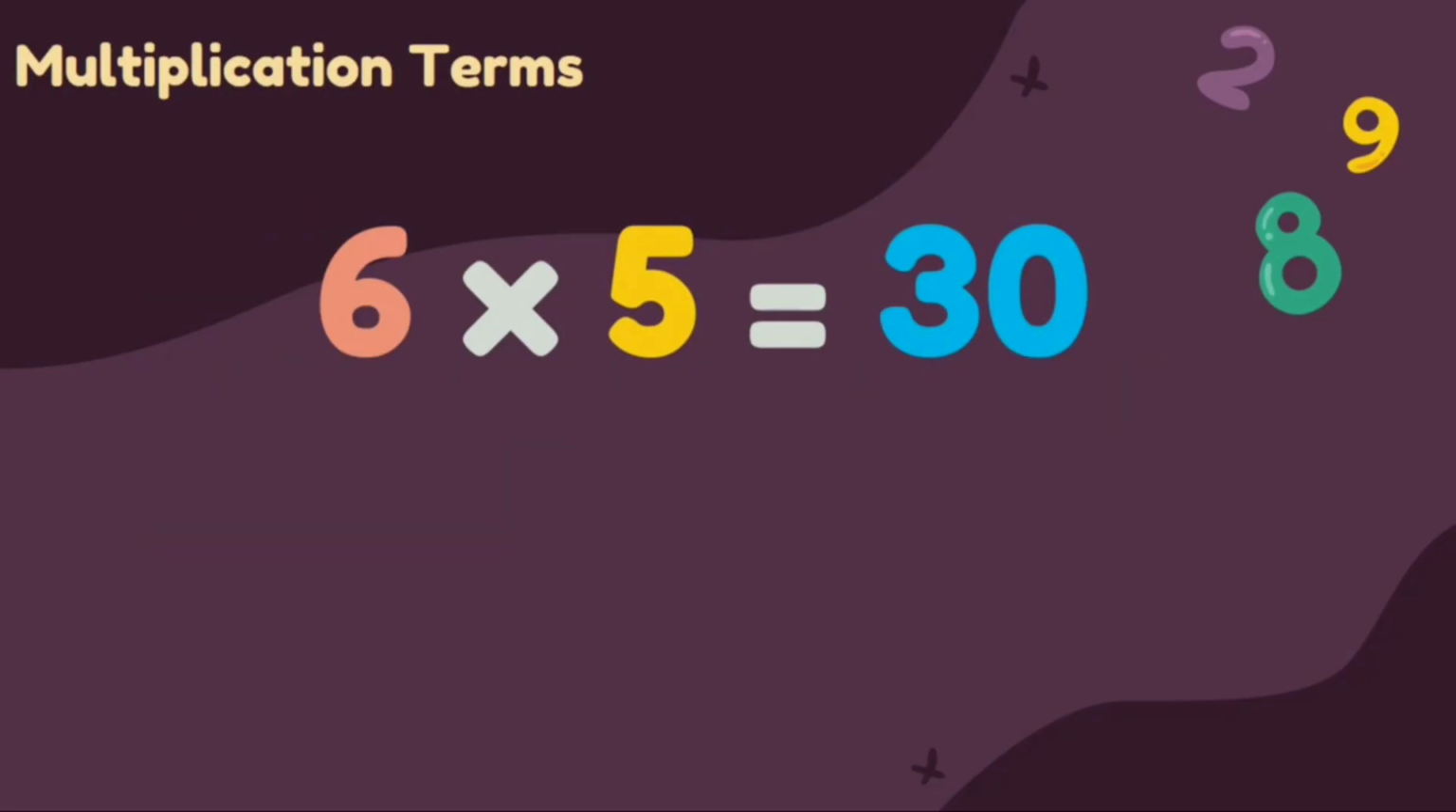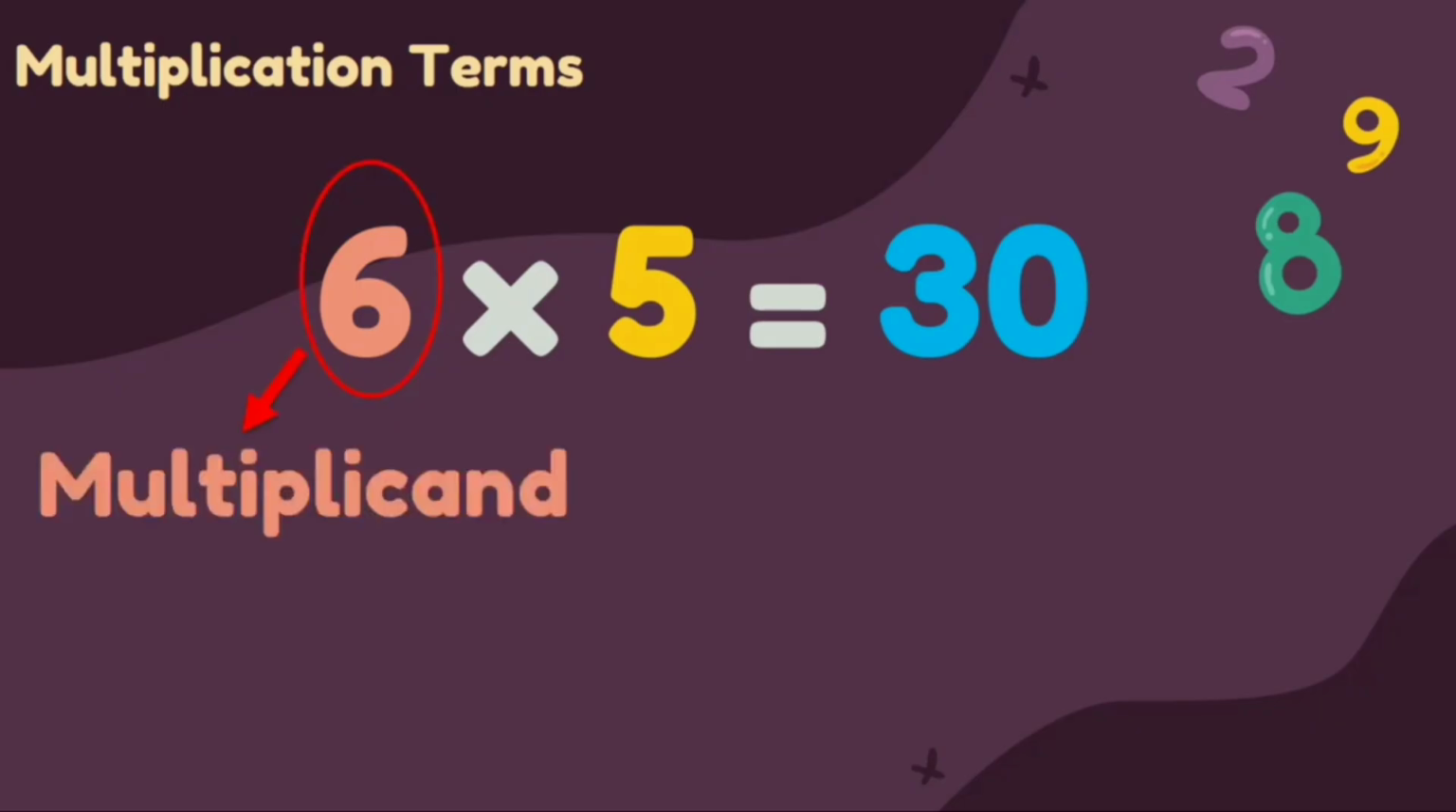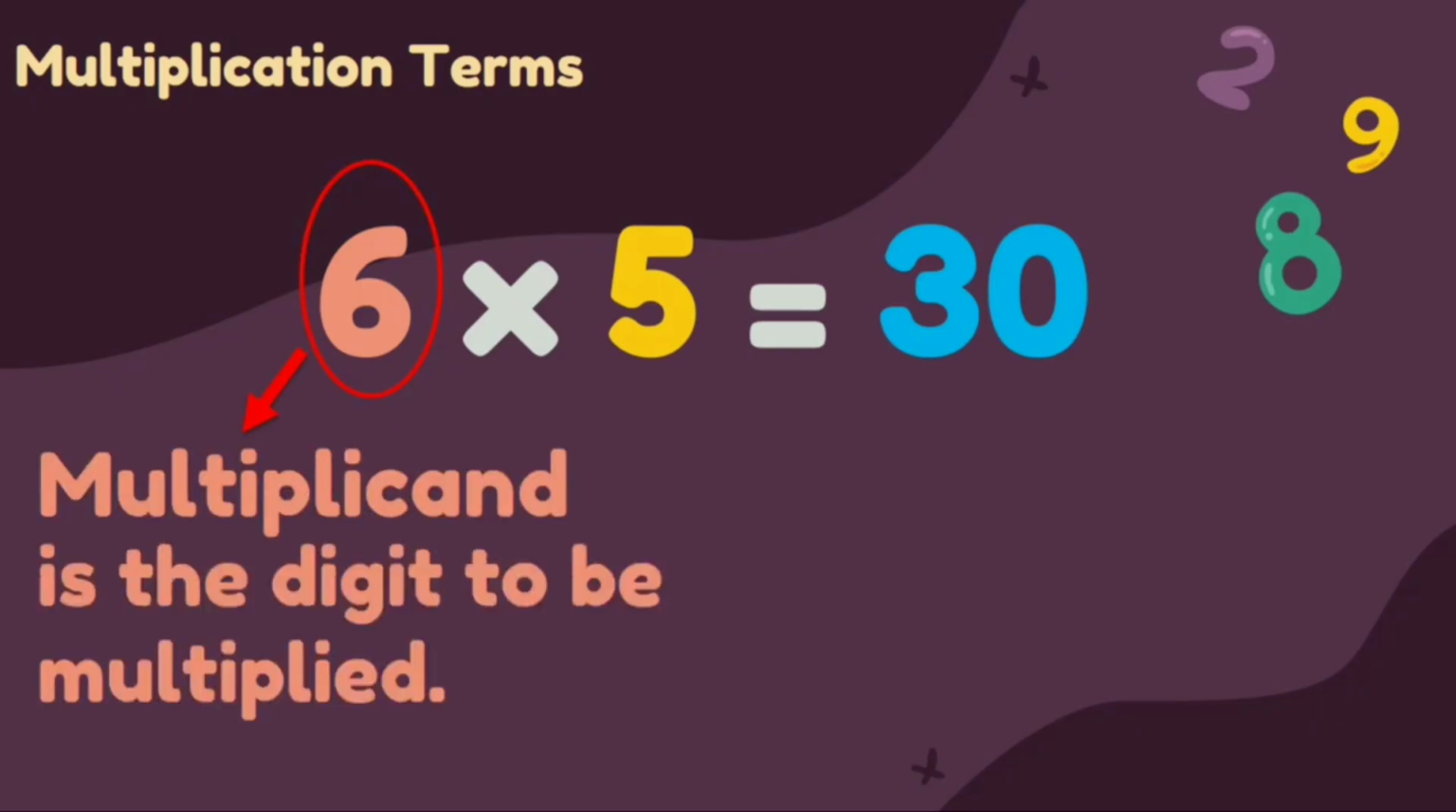In this lesson, we have multiplication terms to remember. As you can see, we have the equation 6 times 5 is equal to 30, wherein 6 is the multiplicand. Multiplicand is the digit to be multiplied.